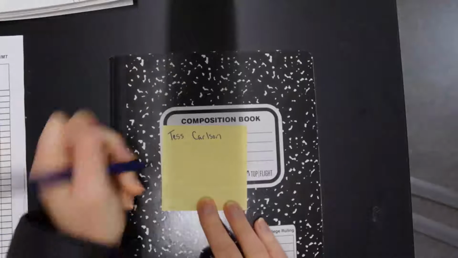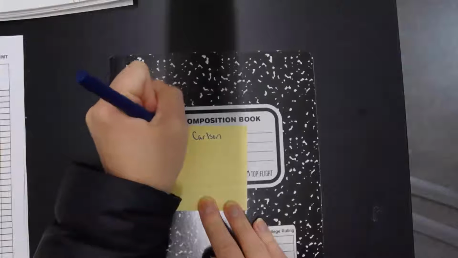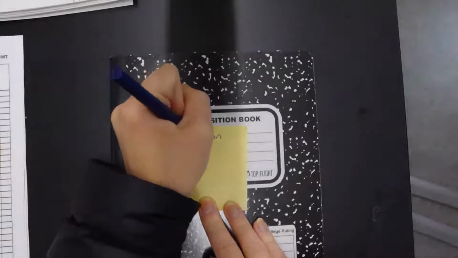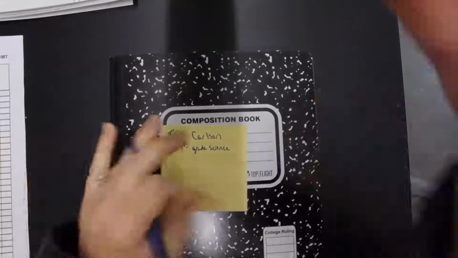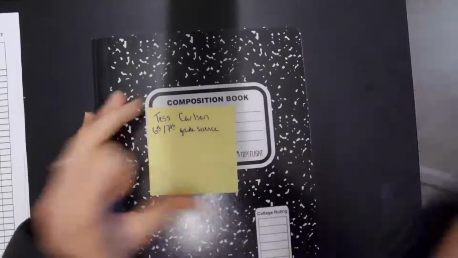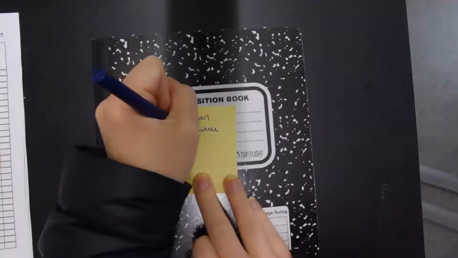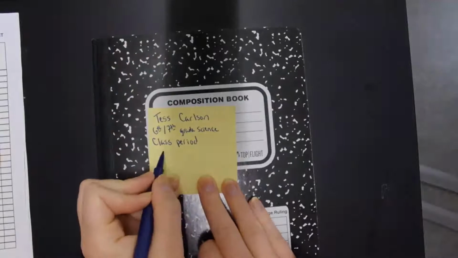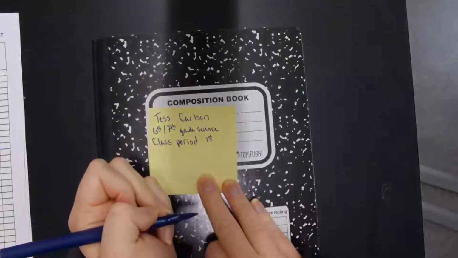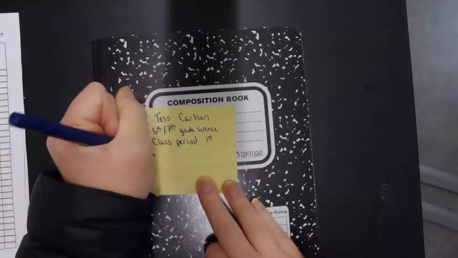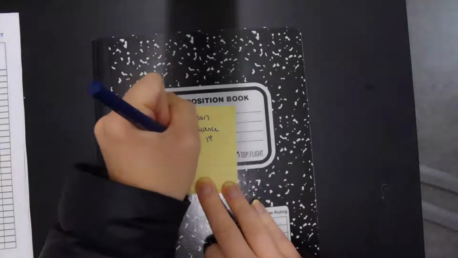If you're in sixth grade science, you can write sixth grade science, or you can write seventh grade science, whichever one you are. I also want you to put the class period. Obviously you're not going to write the words class period. You're going to write whatever class period you are. So maybe you're going to write first period on there. Okay, so you're going to write that. And then I want you to put the year 2021 to 2022.